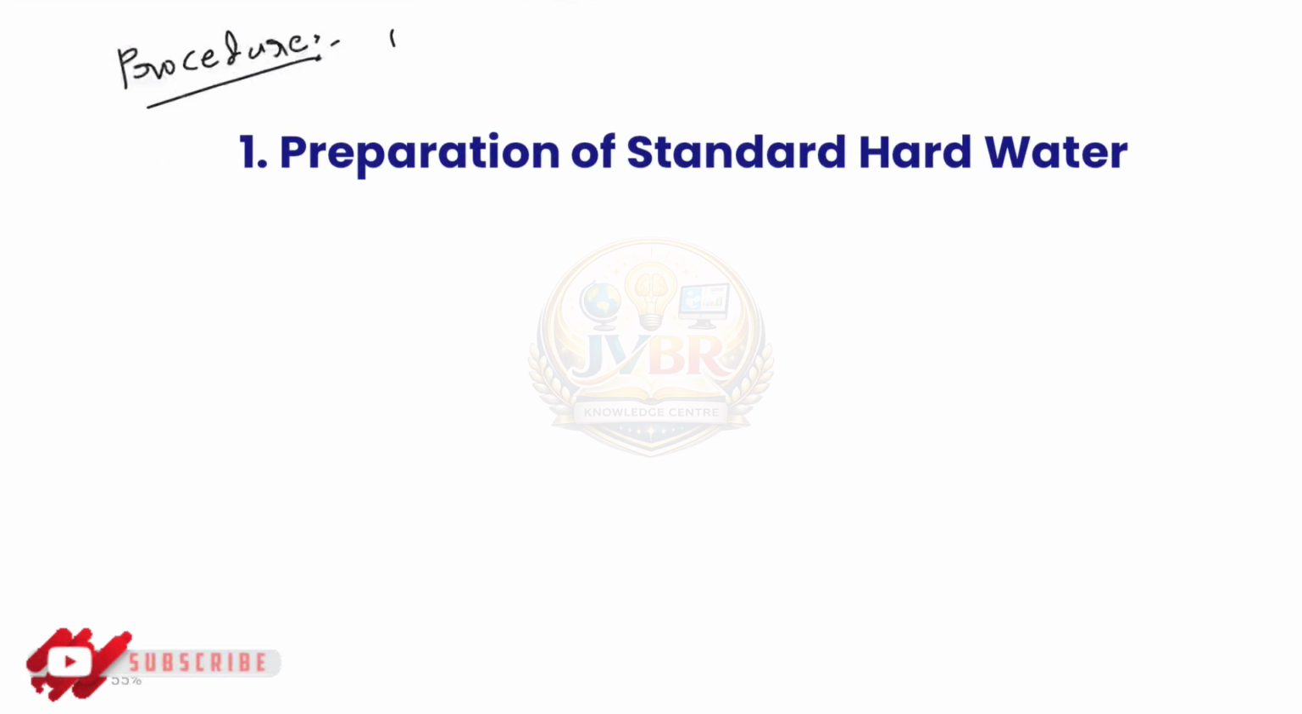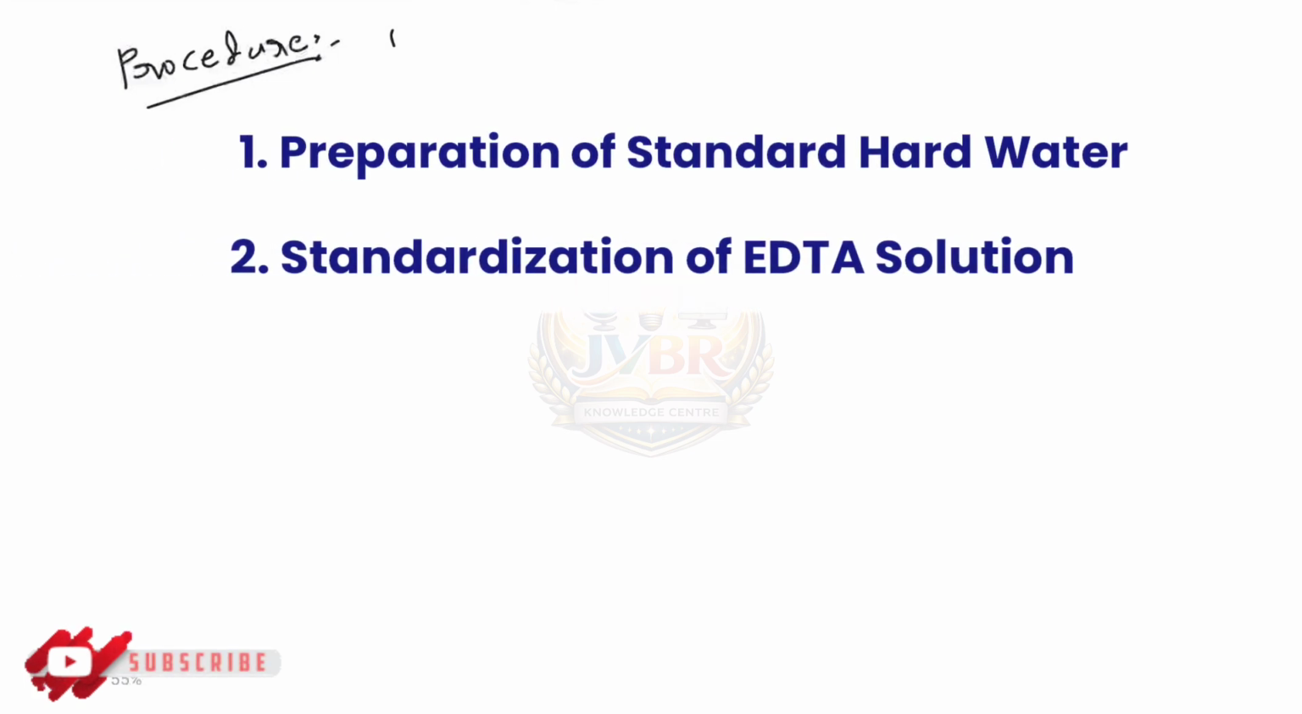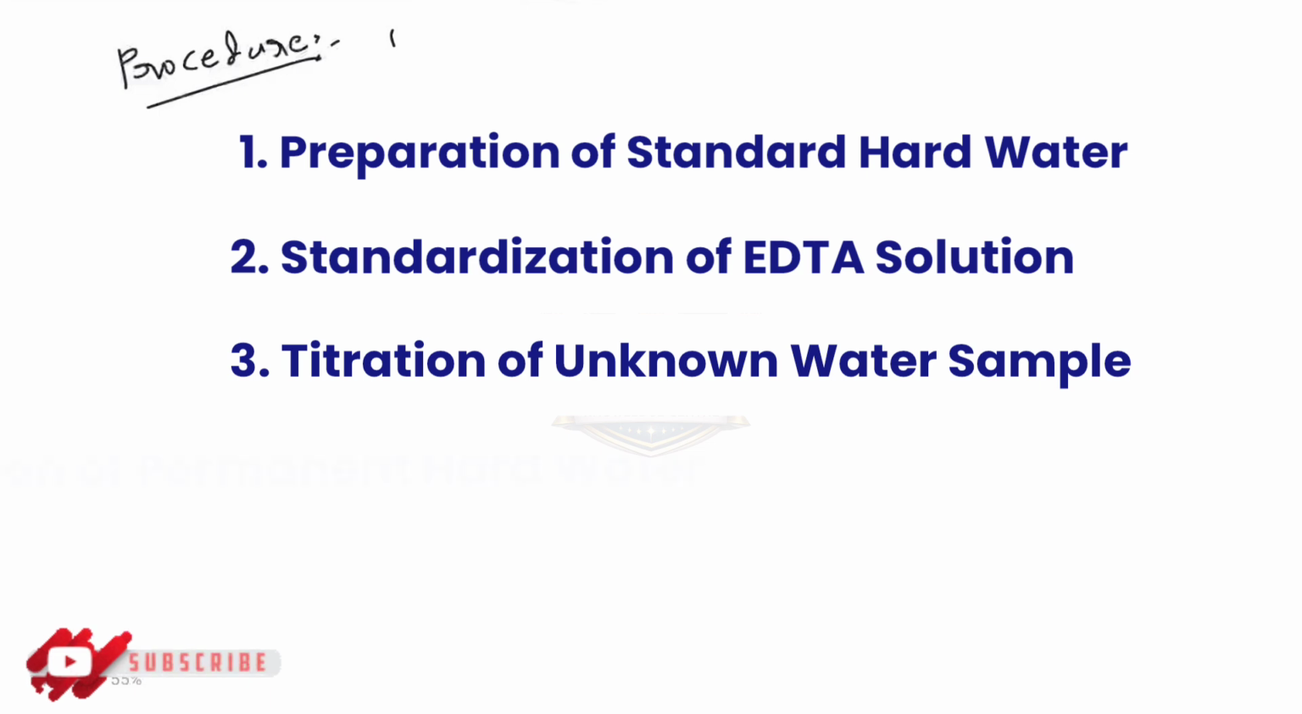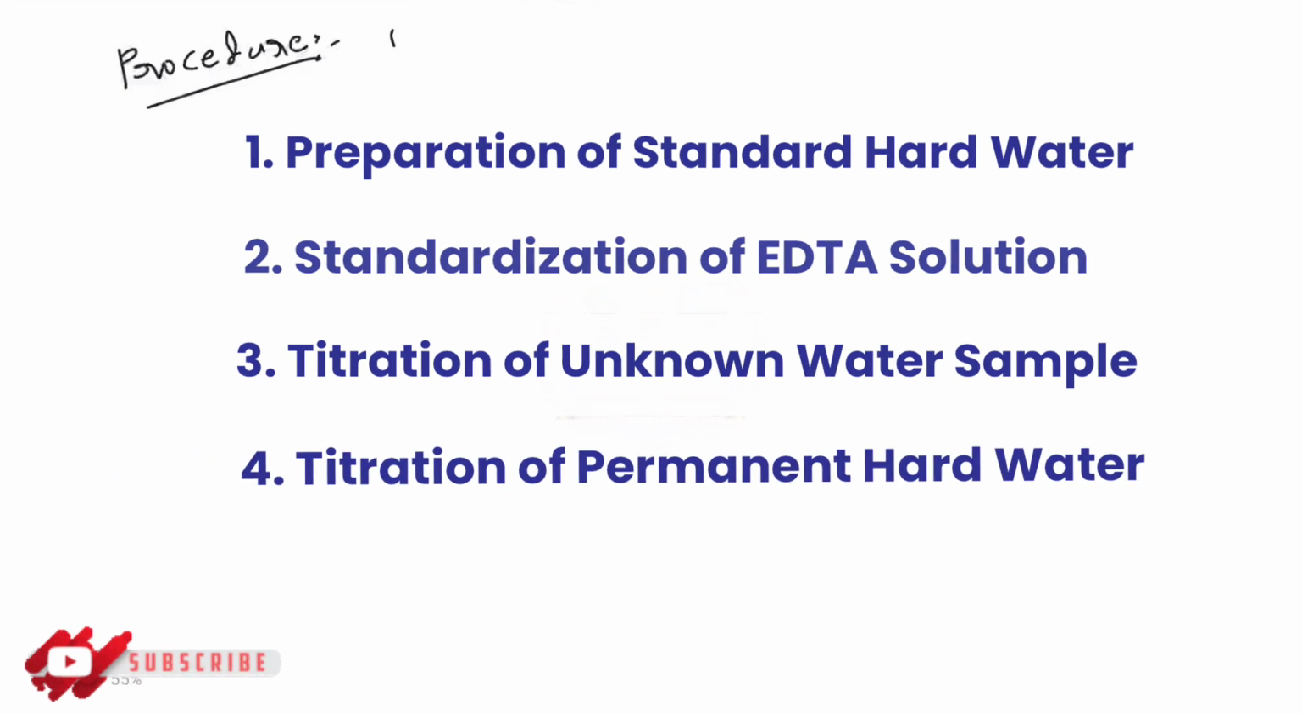Coming to procedure. In the procedure, there are 4 steps. First one, preparation of standard hard water. Second, standardization of EDTA solution. Third, titration of unknown water sample. Fourth, titration of permanent hard water. Let us see the first one, preparation of standard hard water.